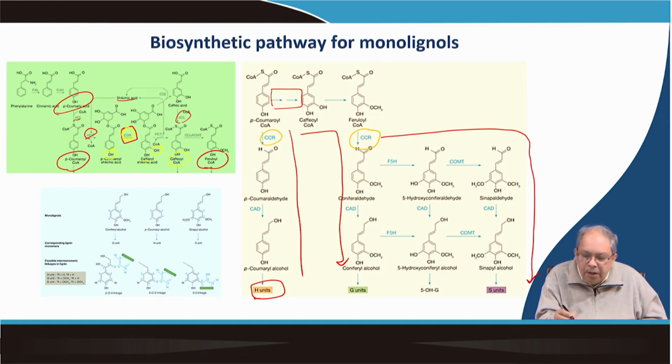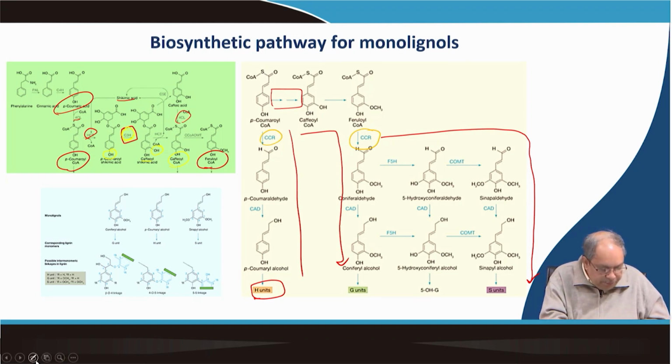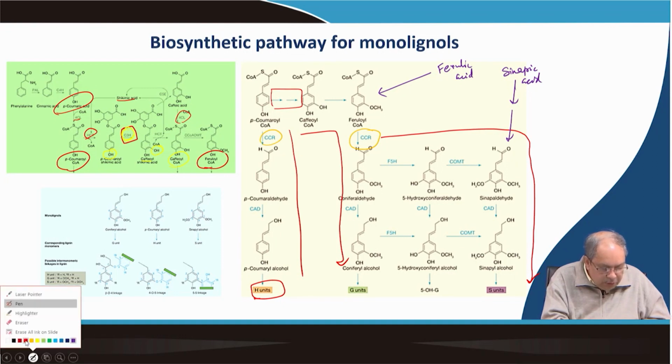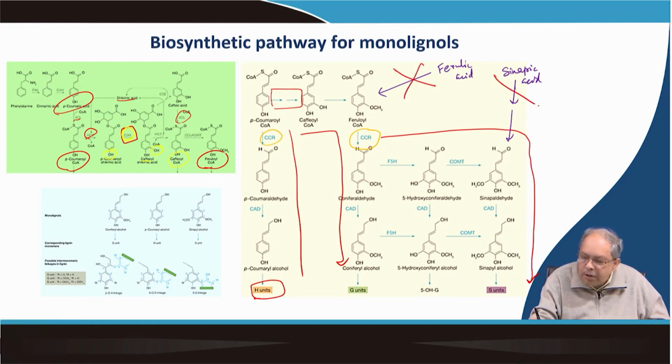Okay, so that means ferulic acid is not directly involved in making feruloyl CoA, and sinapic acid is not directly involved in making sinapoyl CoA. That means this is usually not functioning. So, the function is performing in this way.